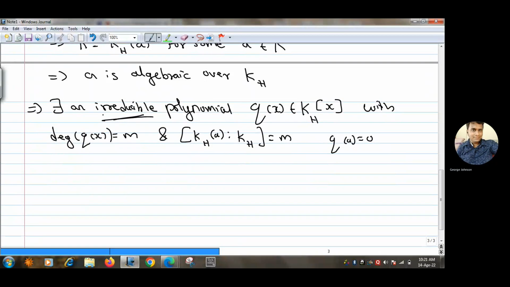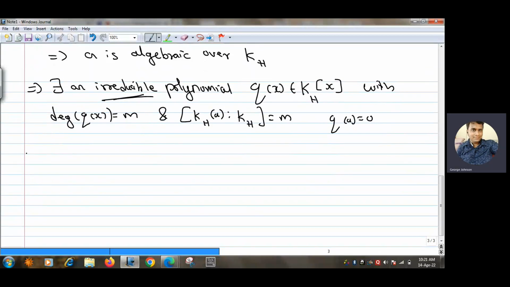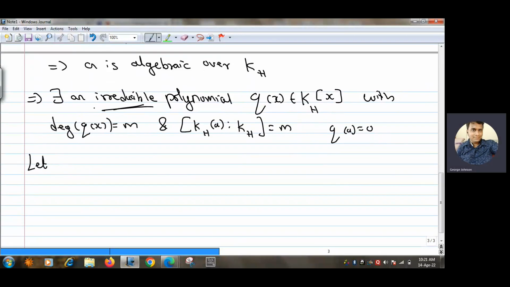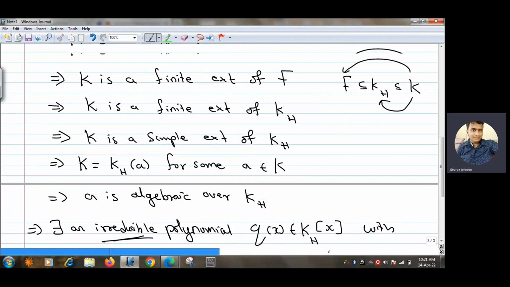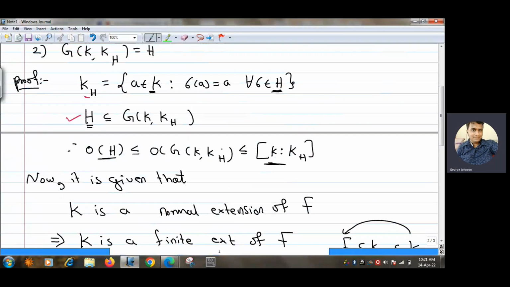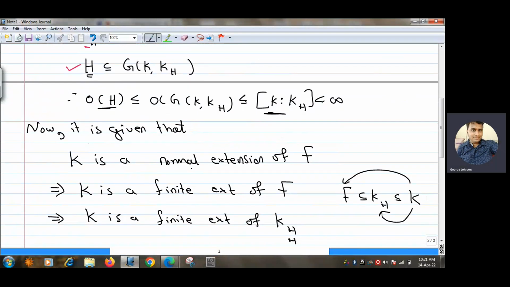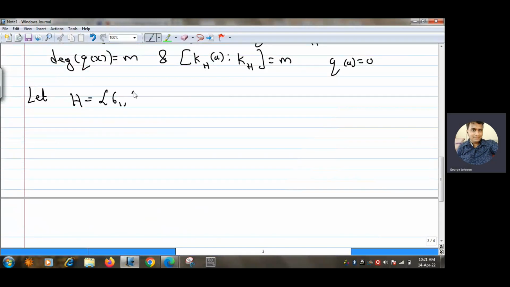So now we'll be constructing another polynomial whose degree is larger than the degree of Q(X) and which is also satisfied by A. For that, let us start with that construction. Let us first assume the elements of H. We already know that the order of H is less than or equal to the dimension of K over K^H, and the dimension of K over K^H is already finite. So in H there are finitely many elements. Let H be exactly equal to {sigma 1, sigma 2, and so on up to sigma h}. That means there are a total of small h elements in capital H.